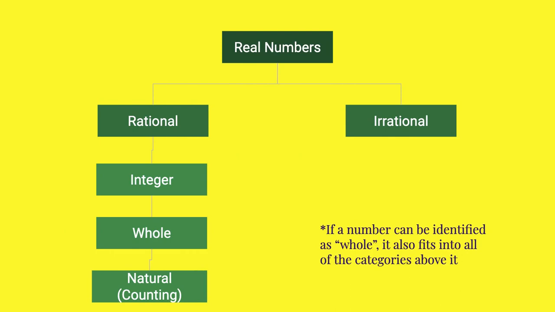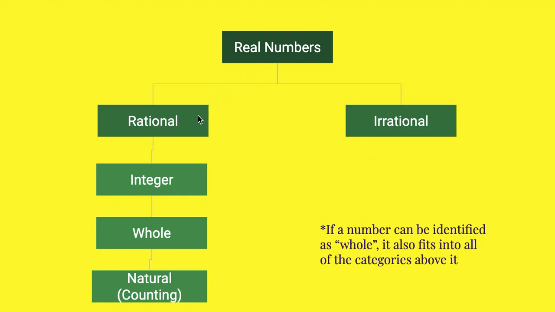Sometimes you'll see this chart set up a little bit different, but under this big umbrella of real numbers, we split: either you are rational or you are irrational. If you identify a number as an irrational number, it falls into none of these other categories. So if it's irrational, you identify it as irrational and then you are finished.